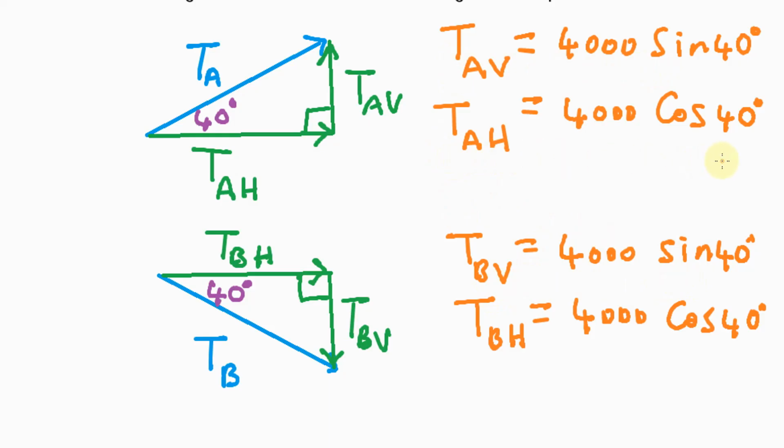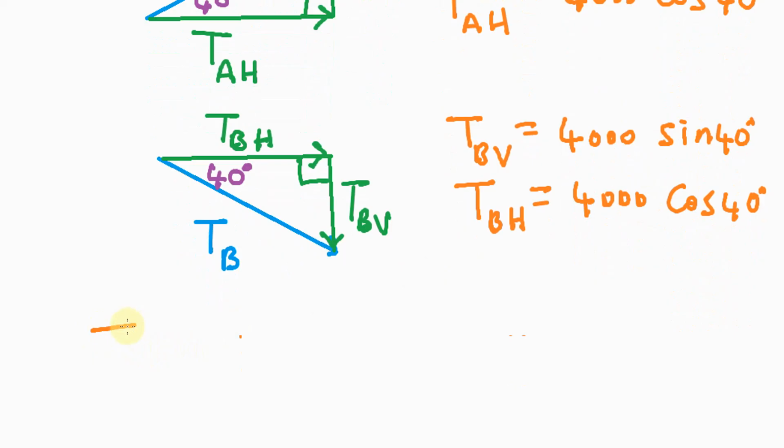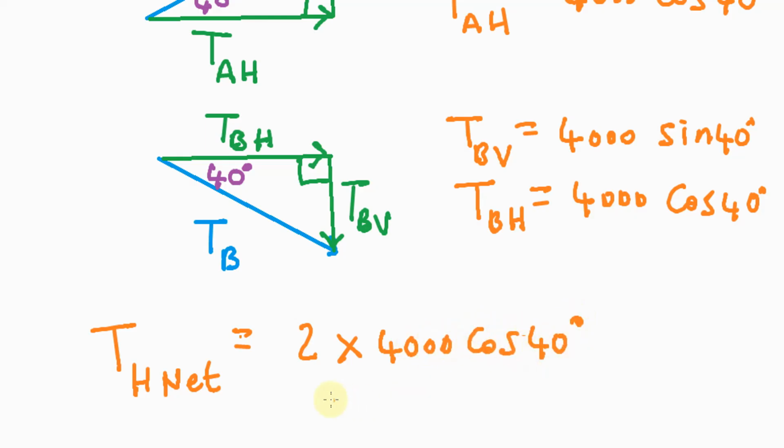Then the horizontal components are also numerically the same, and they act in the same direction. So to get the net horizontal component, we can add them or take one of them and multiply it by 2. So the net horizontal component, TH net, will be twice TBH, for example. And this, of course, is 8,000 cos 40.